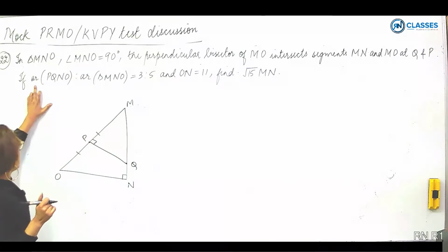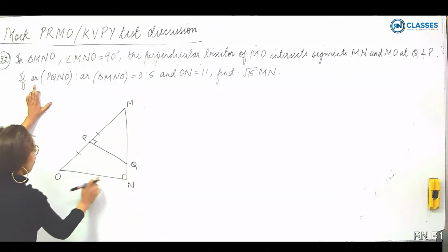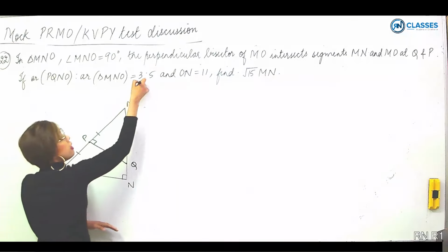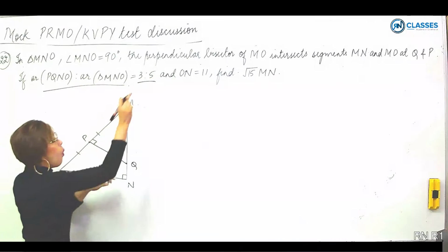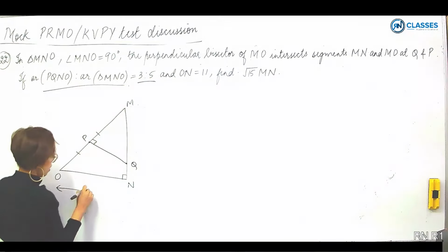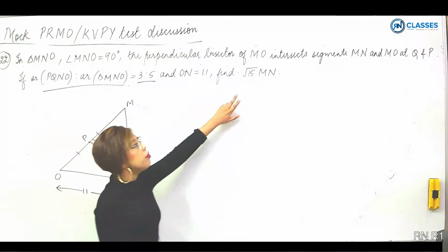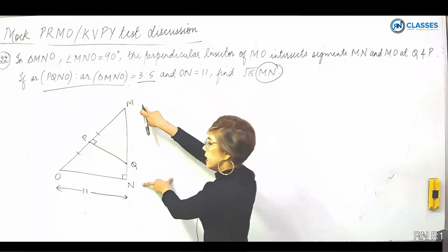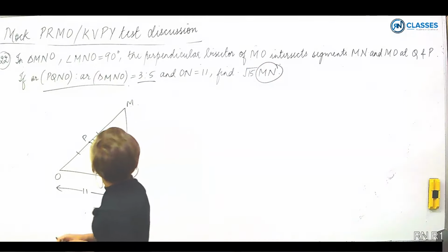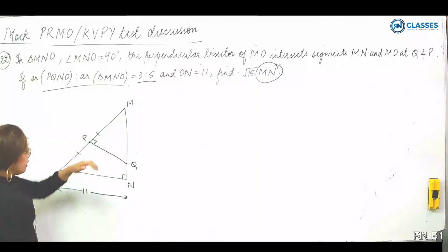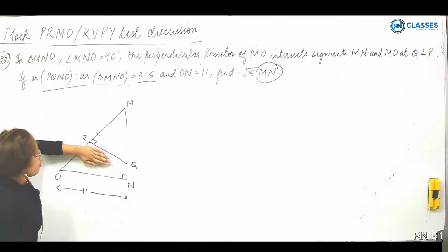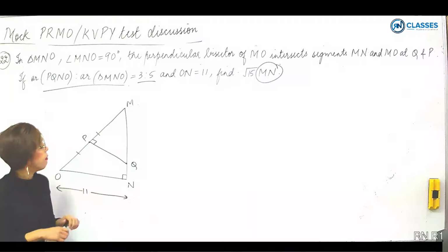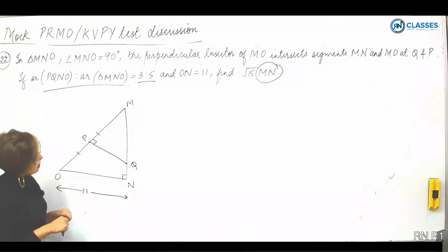If the area of PQNO, so the area of this, to the area of the bigger triangle is 3:5. And ON is 11, so this is 11. I need to find the value of root 15 MM. So basically I need to find the value of MM, that means this length. Now I have to make use of the fact that the ratio of this area and the area of the entire triangle is 3:5. I have to use that.